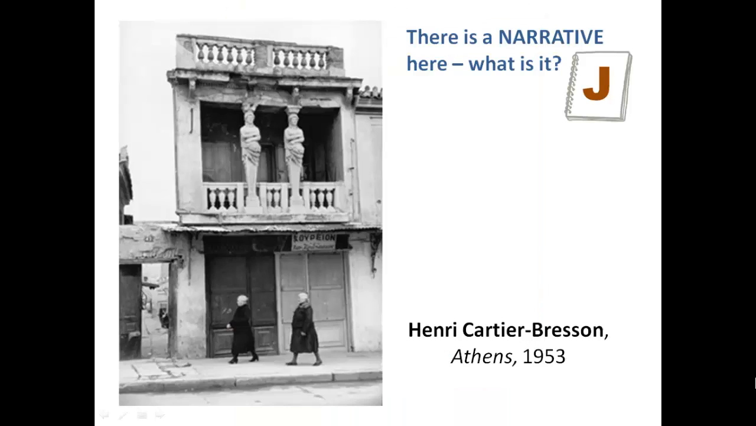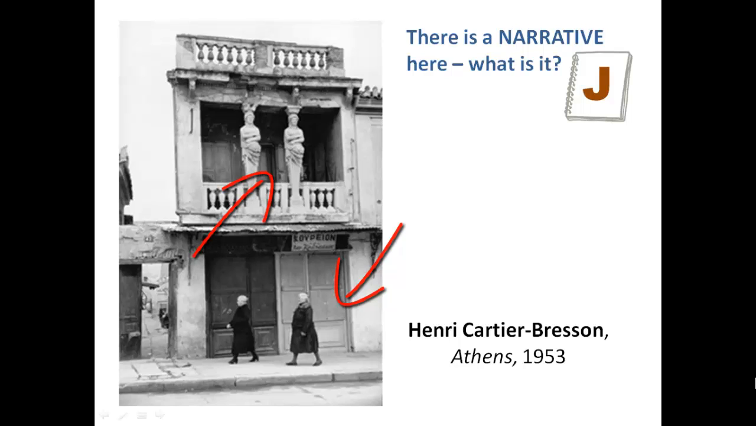In your journal, you're going to look at this intriguing image by Henri Cartier-Bresson. He is very well known for creating works that have a sense of narrative, a sense of a story, where you can look at it and start to make connections and deductions about what's going on. And I'm particularly fond of this one, especially with the two older Greek ladies at the bottom and then the two sculptures at the top.